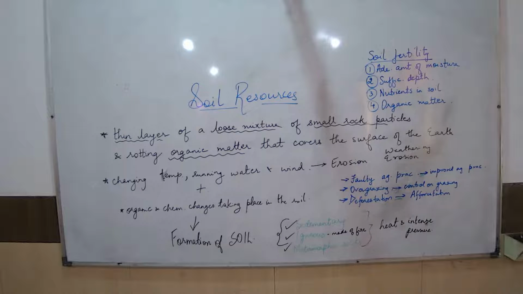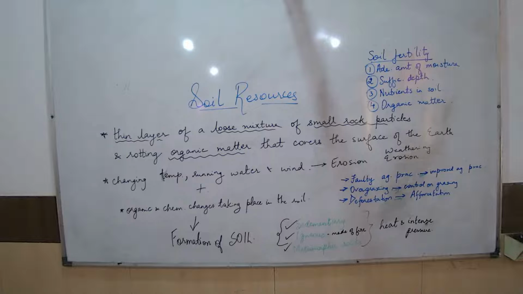ये हो गया red soil. What we did before this? Alluvial soil. Now we spoke about red soil. Now next is black, Regur, or black cotton soil. Why it's called cotton soil? Because cotton grows well in this kind of soil.